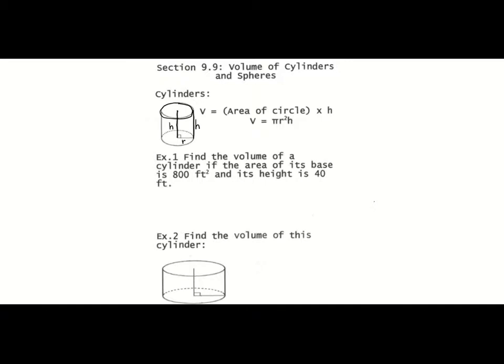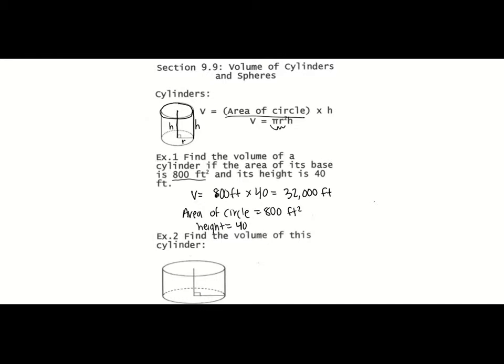So our first example says find the volume of a cylinder if the area of its base is 800 feet squared and its height is 40 feet. So our volume equals the area of a circle, which it tells me is 800 feet squared. So I can plug that in right here. 800 feet squared is this whole pi r squared piece. It's the whole area of a circle. All I need to do is take that 800 and multiply it by its height, which equals 40. So I have 800 times 40, and that gives me 32,000 feet.